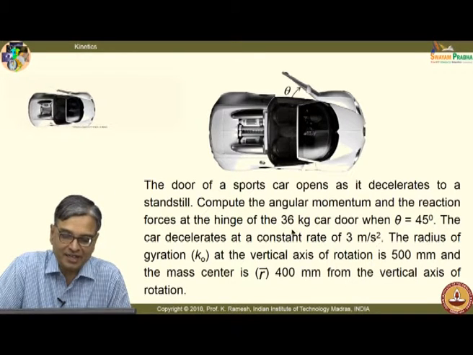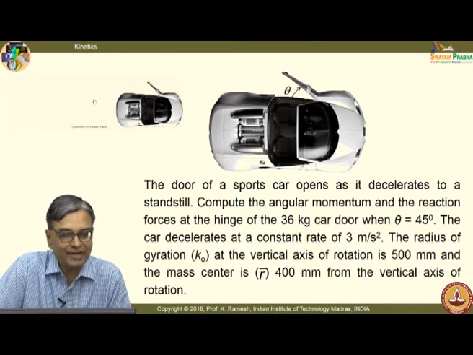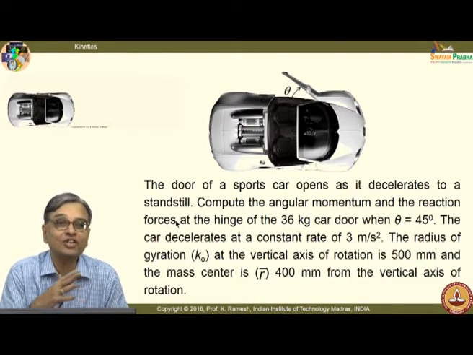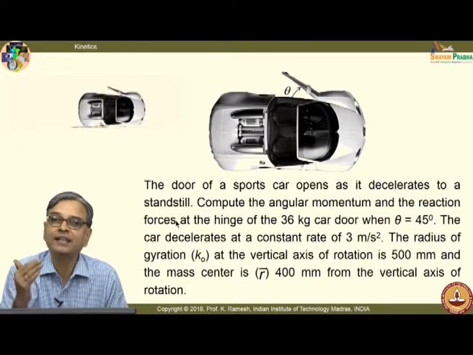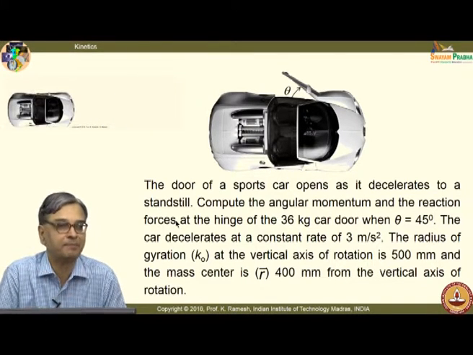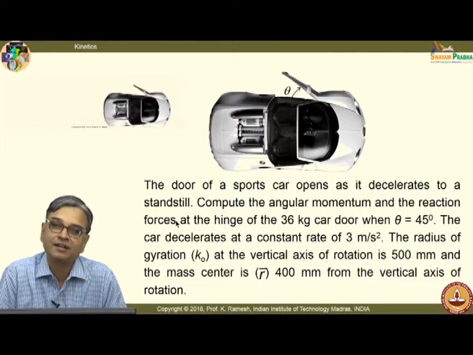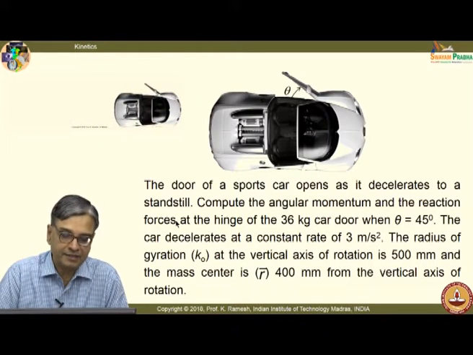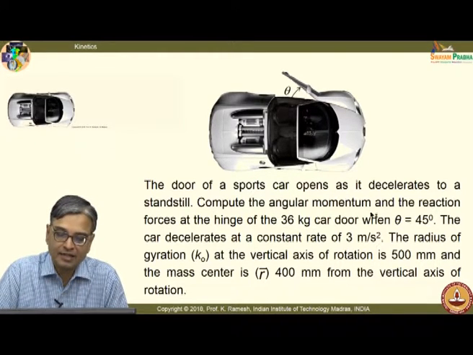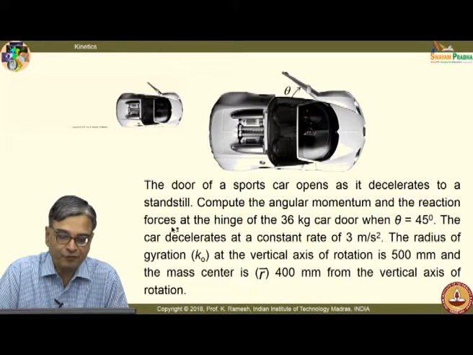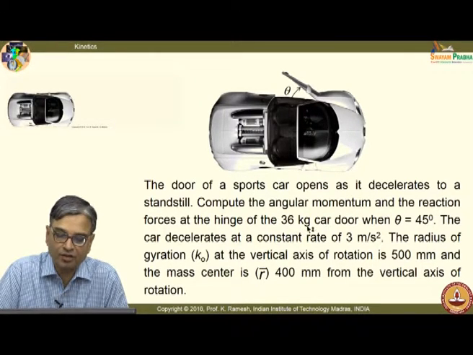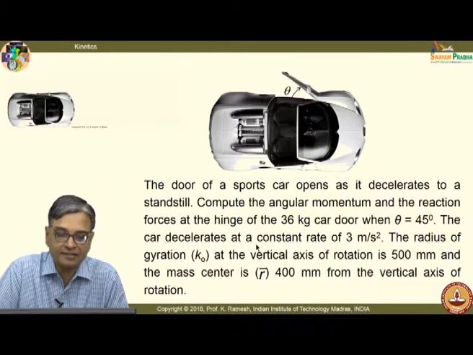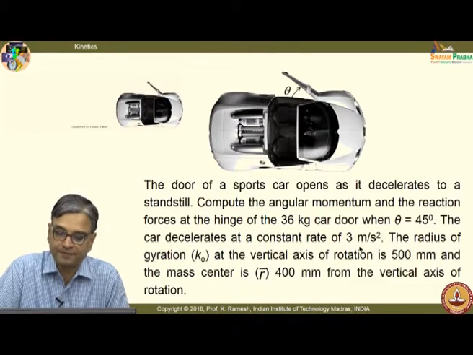You are given the weight of the car door, and you have a very nice animation which gives you complete visualization of what is happening, so that you can understand the problem statement better and look at the strategy to solve the problem. We have to compute the reaction forces at the hinge of the 36 kilogram car door when theta equals 45 degrees. The car decelerates at a constant rate of 3 meters per second square.